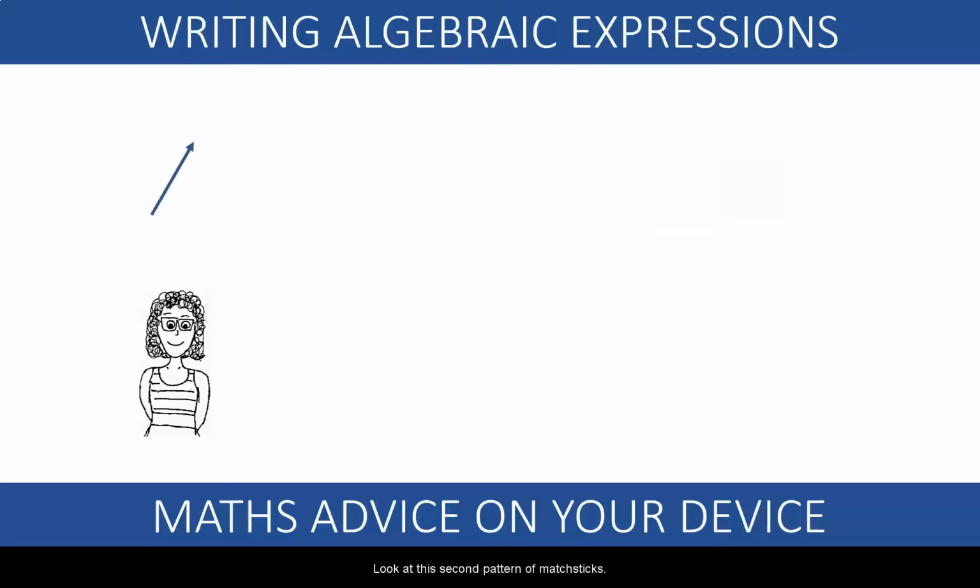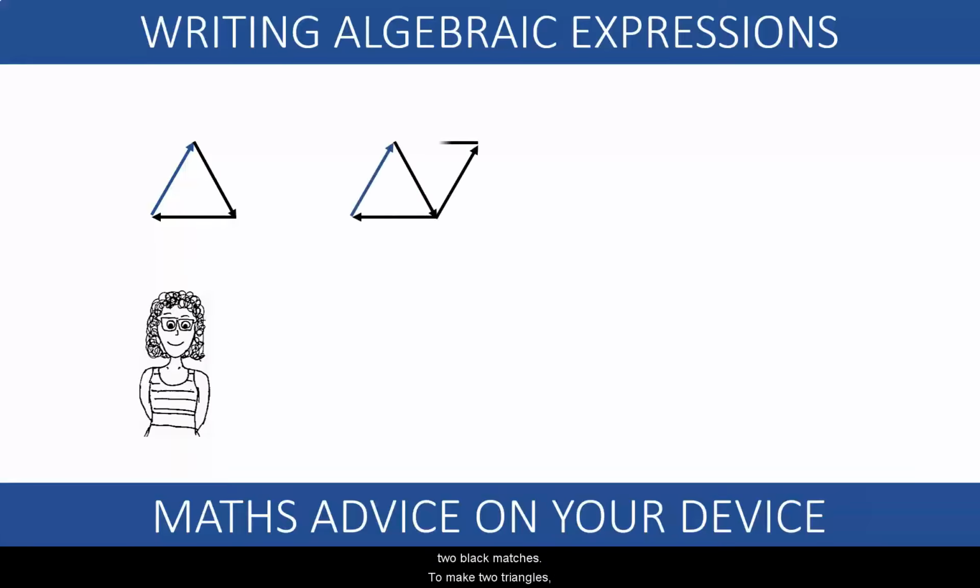Look at this second pattern. To make one triangle, we need the blue match and 2 black matches. To make 2 triangles, we need the blue match and 2 lots of 2 black matches. To make 3 triangles, we need the blue match and 3 lots of 2 black matches.